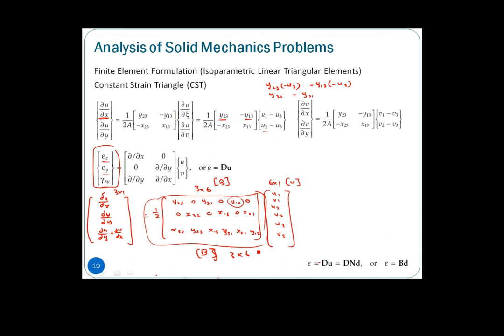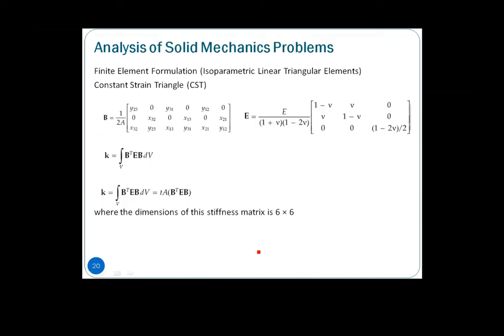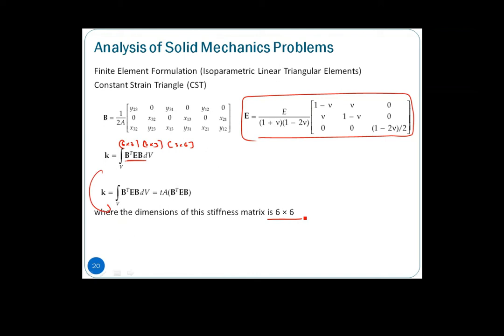So if we have determined the B matrix, then the K that we determined just now, making use of the energy methods, is the stiffness matrix. If you still remember, our E for plane stress is this, and our B is 3 times 6. Then our stiffness matrix is a 6 times 6 matrix.